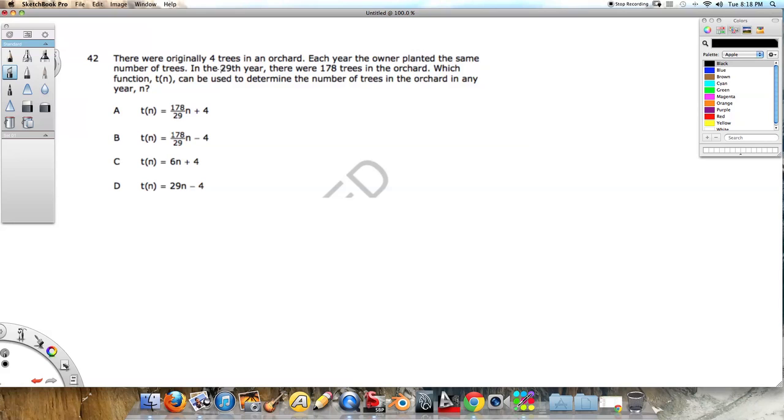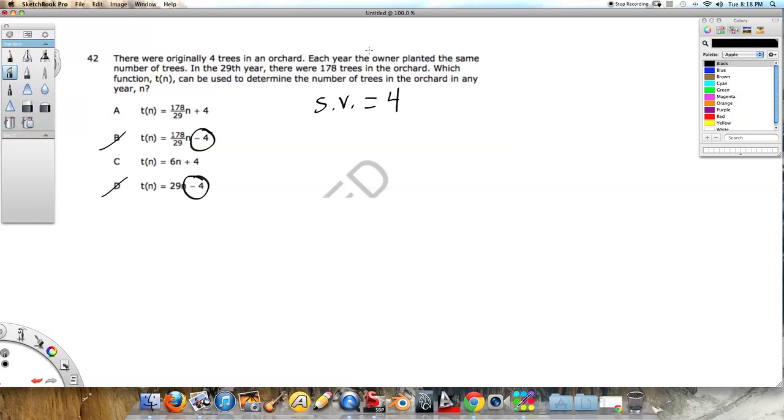Okay, so he started out with 4 trees, or excuse me, there were 4 trees already in the orchard originally. So that is our starting value, positive 4. If our starting value is 4, we can automatically cancel out B and D, because those have starting values of negative 4, and you can't start with negative 4 trees.